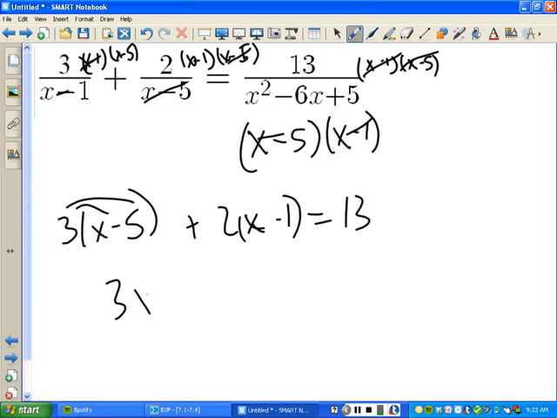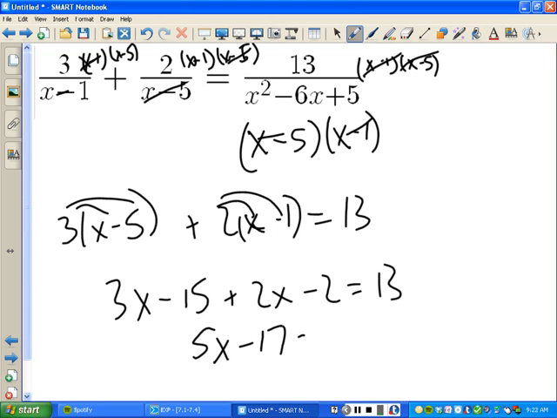3x minus 15 plus 2x minus 2. I'm going to say it to my kids later on. All right. 5x minus 17 equals 13. 5x equals 30. X is equal to 6.